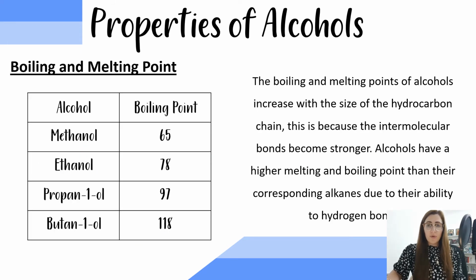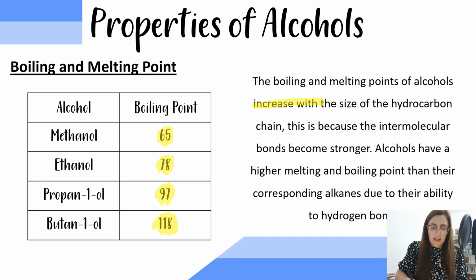The next property we're going to look at is melting and boiling point. If we were to look at the melting and boiling points of 4 alcohols, so methanol, ethanol, propanol, and butanol, these 4 alcohols are primary alcohols, so we can compare them. The only thing that's changing here is the number of carbons in the chain. And we find that the melting and boiling points of alcohols increase with the size of the hydrocarbon chain. And that is because the intermolecular bonds between those chains become stronger.